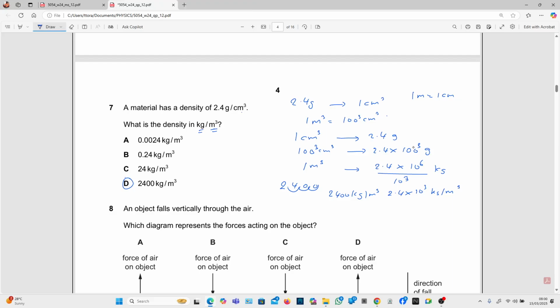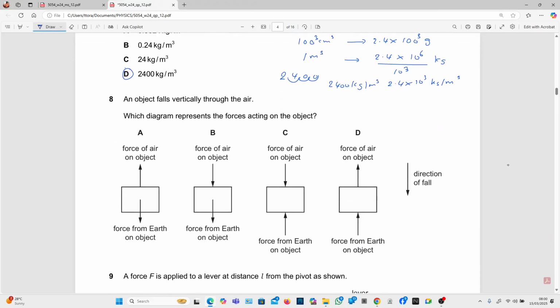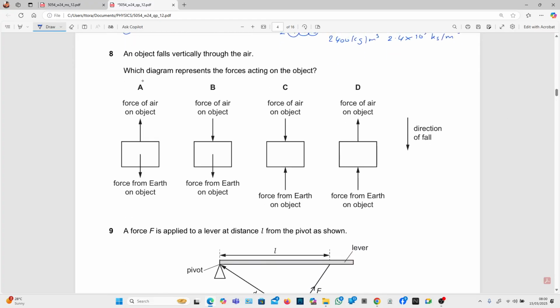Now moving on to question number 8, let us see. An object falls vertically through the air. Now this is the object, it's falling. If it falls down, of course the earth is going to pull it. There's gravitational force here, so the gravitational force is going to pull the object down. Then again, it's falling against the air, because if you fall down, the air is going to push up, try to push the object up. So the answer should be A for this part of the question.